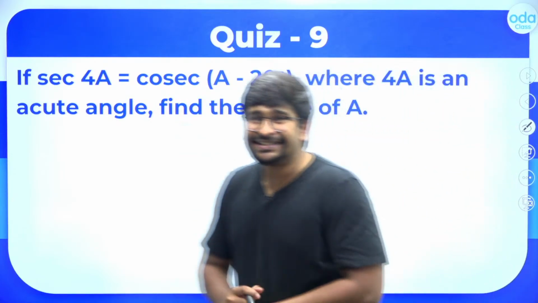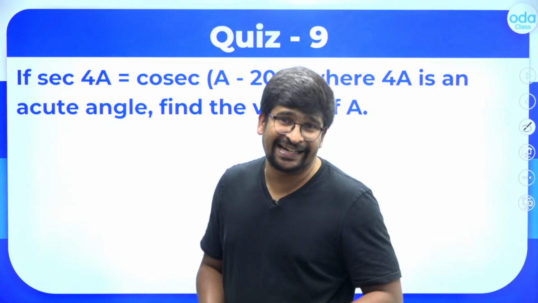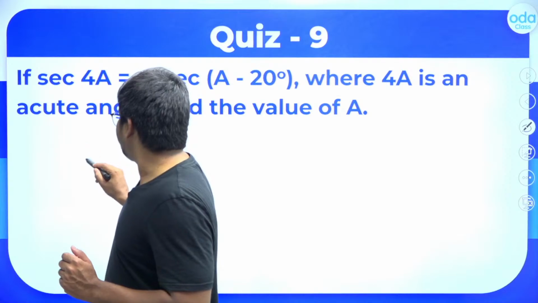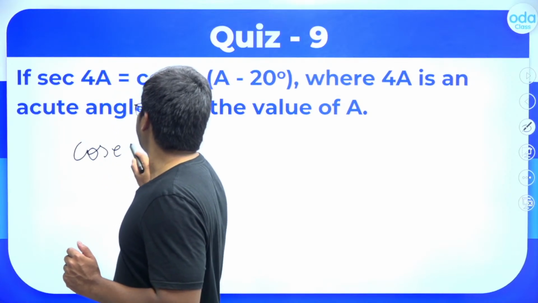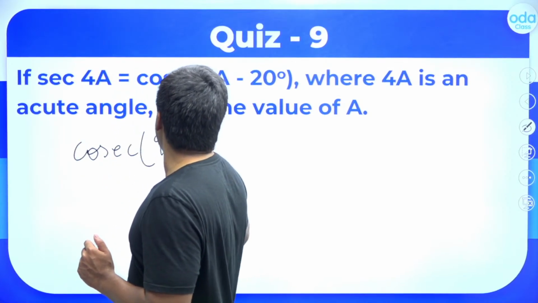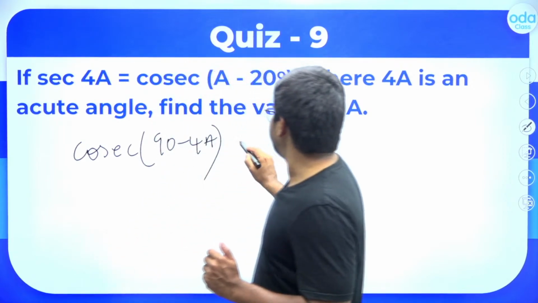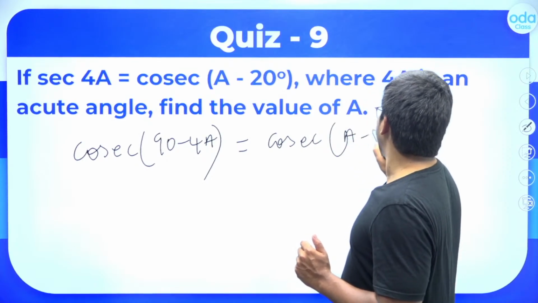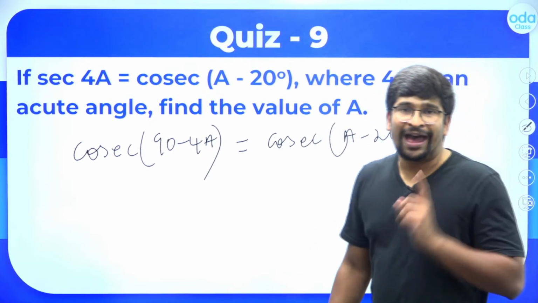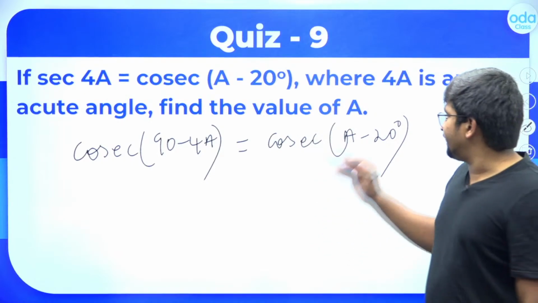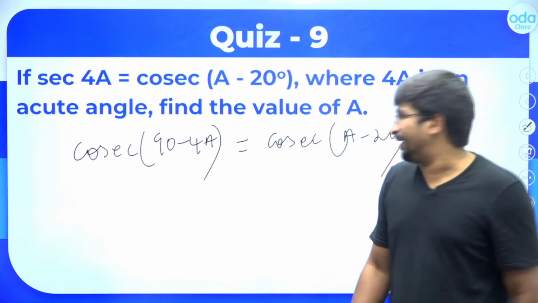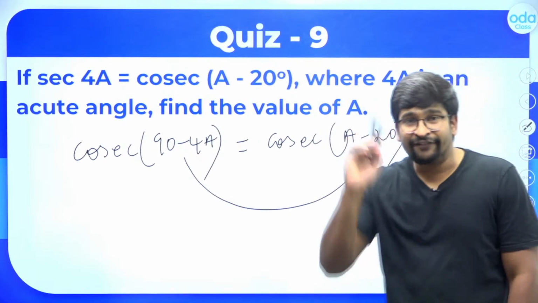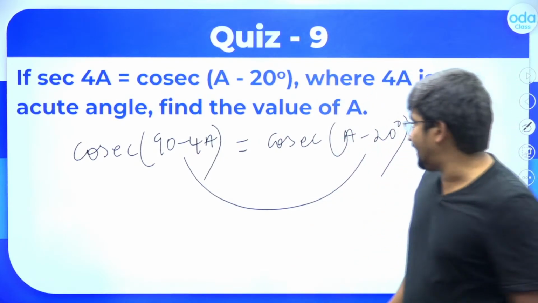You know that sec theta is equal to cosec 90 minus theta. Sec and cosec are complementary, right? So you know that sec 4A is equal to cosec of 90 minus 4A. You can write it like this. This is equal to cosec of A minus 20 degree. This is what you have currently, right? Cosec of 90 minus 4A is cosec of A minus 20. So cosec of an angle is equal to cosec of an angle. So definitely you can equate the angles.